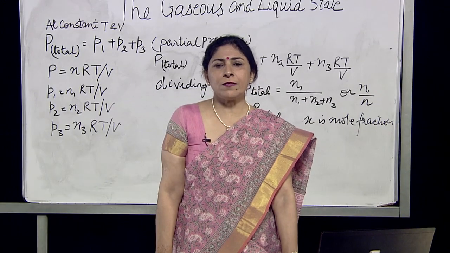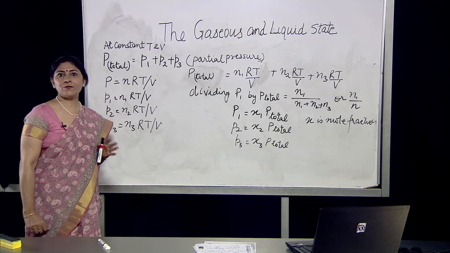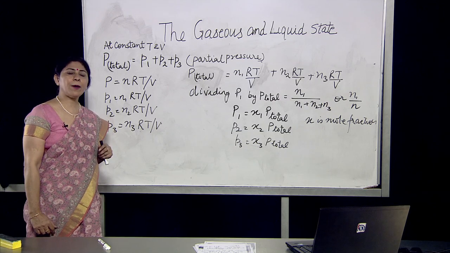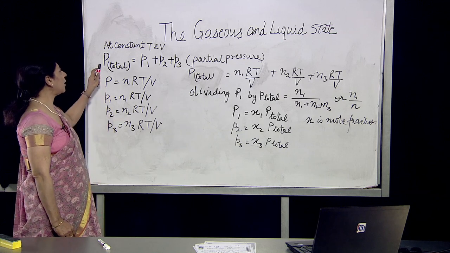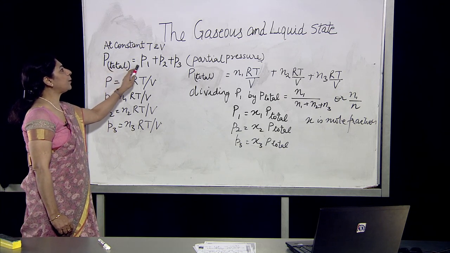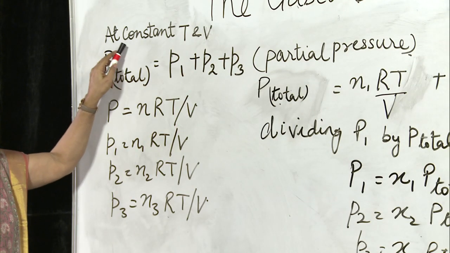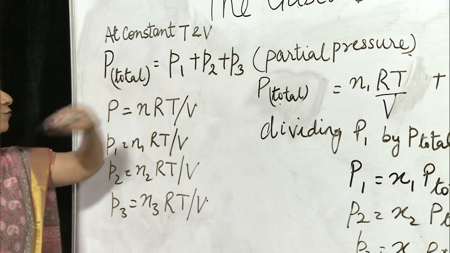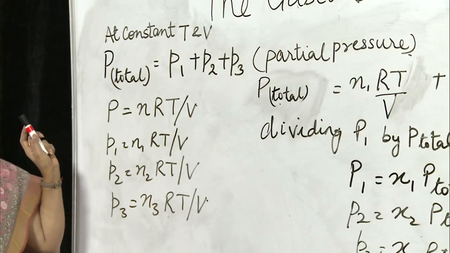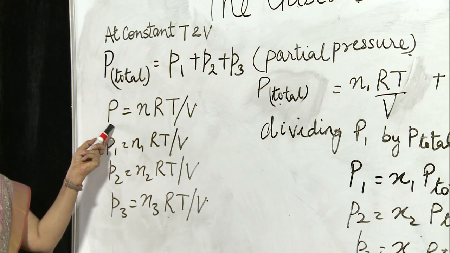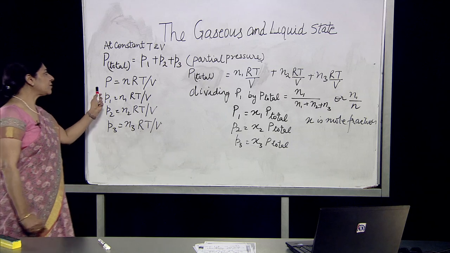Now, let's discuss this mathematically. As you have seen in the picture, partial pressures were there for different gases, and when we combine them, we get a total pressure. So we can say the total pressure is P1 plus P2 plus P3, the partial pressures, keeping temperature and volume constant. We know the ideal gas equation is PV equals nRT. So now we can also write P equals nRT upon V. This is for the total pressure.